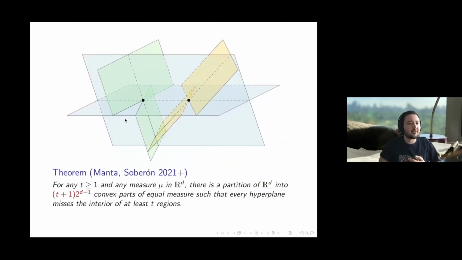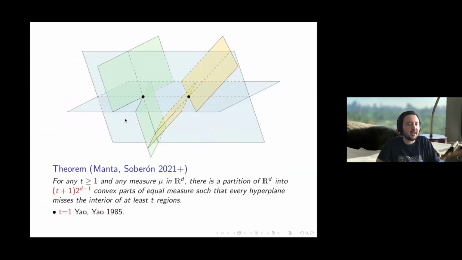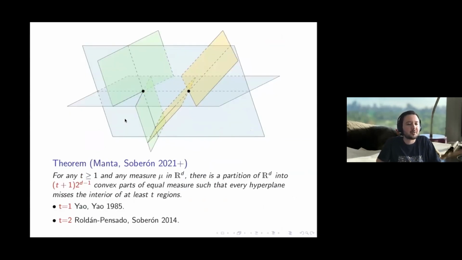So we get this result here: for any t and any measure mu, there is a partition of R^d into this many convex parts of equal measure, so that every hyperplane intersects the interior of at least t regions. For t equals 1, this is exactly the Yao partition. We're doing nothing new here. For t equals 2, this is an old result I had with Edgardo Roldan Pensado. Our proof was very different from this. It used Yao, but we were focusing on something different. And for large t, this is new.